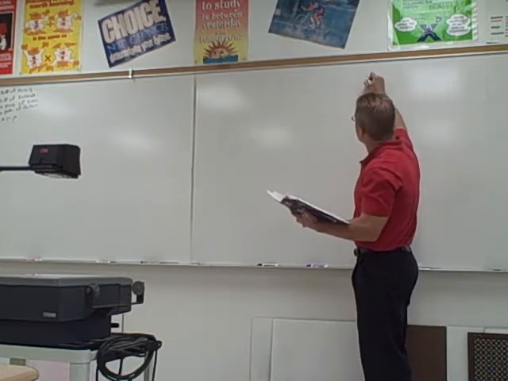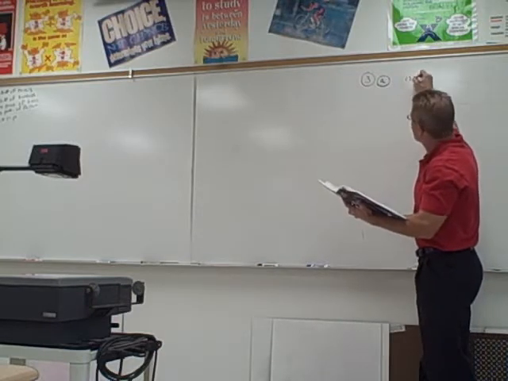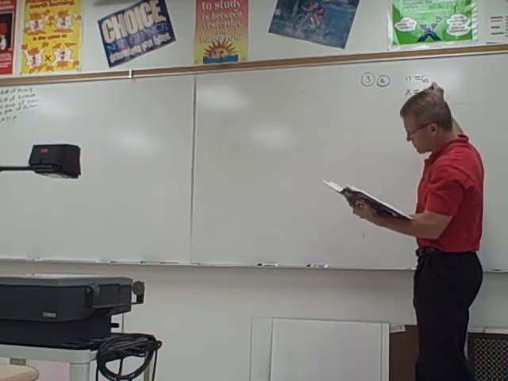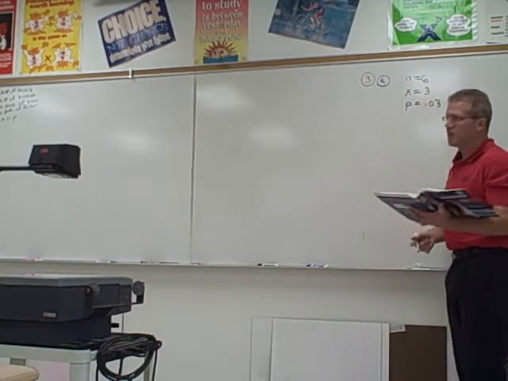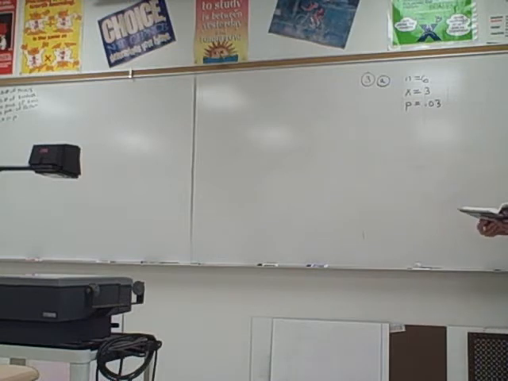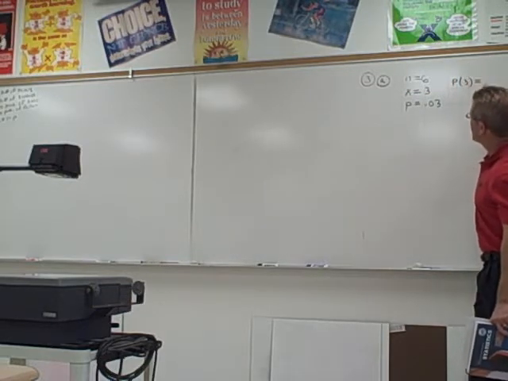So number 3a, n equals 6, x equals 3, p equals 0.03. I'll make up a problem to explain what you might be doing here. Let's say that 3% of all West Delaware students have gone to a NASCAR race. And I want to know that if I go up and ask 6 people out in the hallway, hey, you ever been to a NASCAR race? That exactly 3 of them will say yes. So I'm trying to find the probability that 3 will say yes.